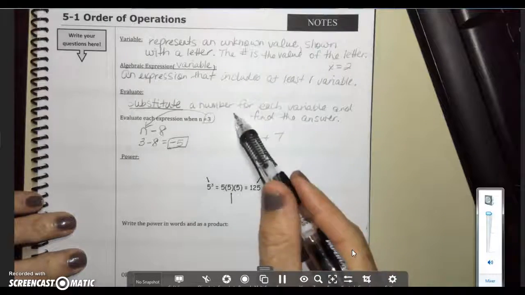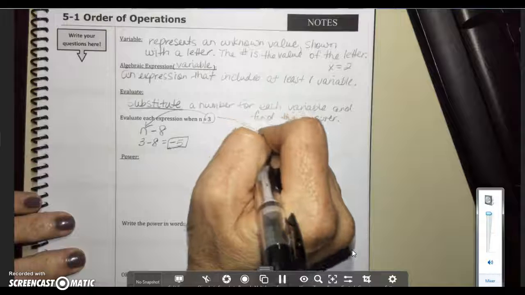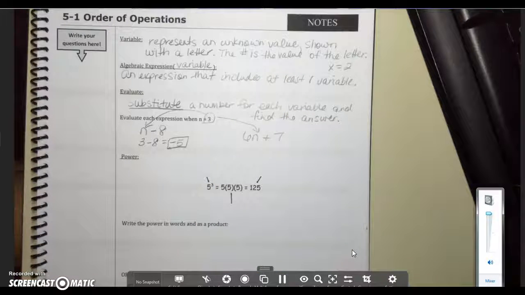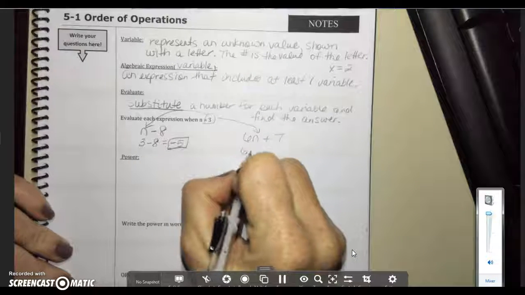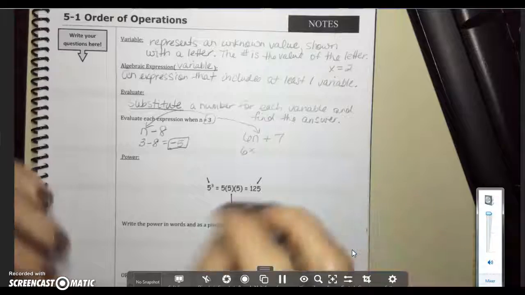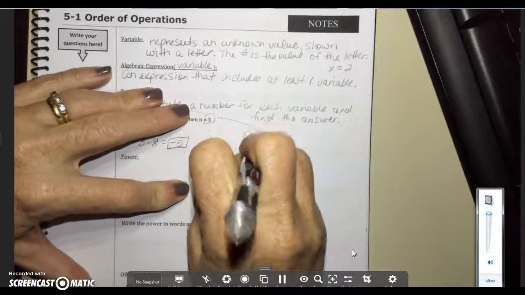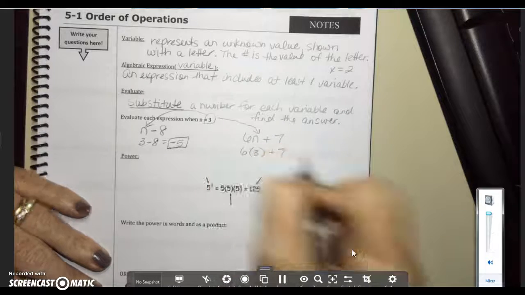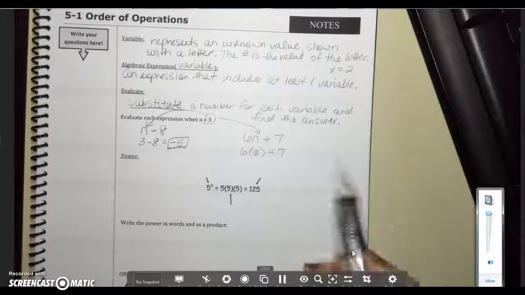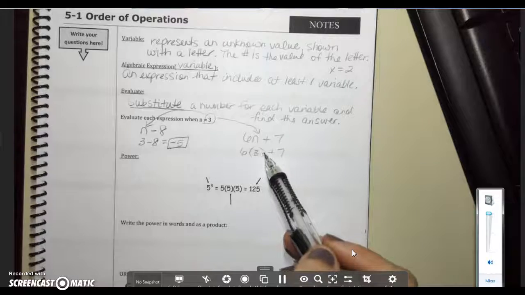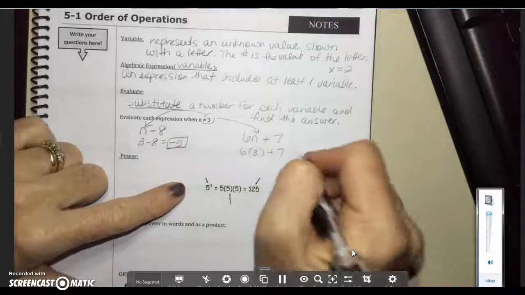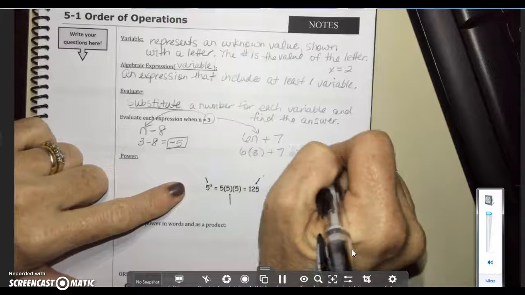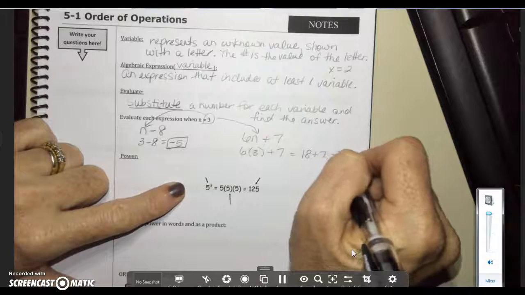What if I plug in the 3 over here? Is it 63 plus 7 now? No. What does that mean? 6 times 3, and I don't want to see any x's anymore for multiplying. We want parentheses. And then 6 times 3 is what? 18 plus 7, which would give us 25. Good.